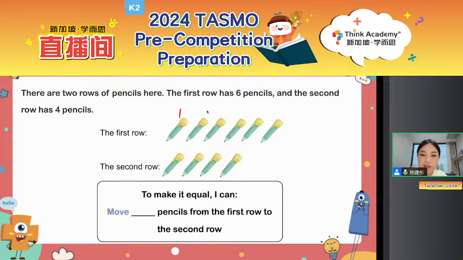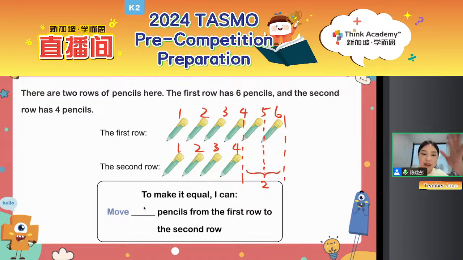We can see the first row has 1, 2, 3, 4, 5, 6, 6 pencils, right? The second row has 1, 2, 3, 4. So the difference between them is 2, right? So we can see the total difference between them is 2. Then can we take away 2 from the first row and give it to the second row? No, cannot. Then the first row will have less, right? So we only take away half of their difference and then give it to the second row. So we only move 1 pencil from the first row to the second row.